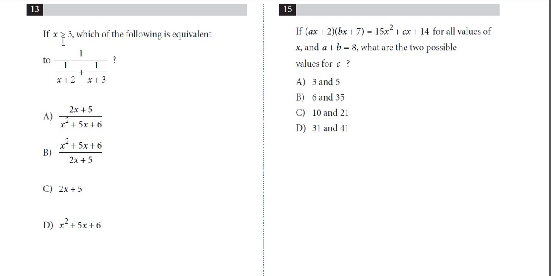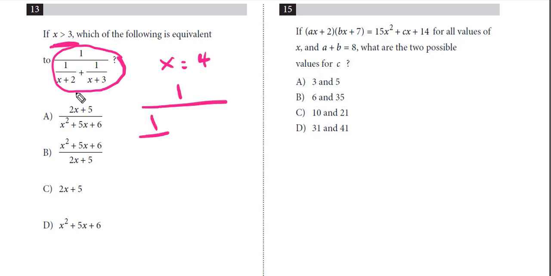Here, if x is more than 3, which of the following is equivalent to this value? Here x is more than 3, then you can take x equal to 4 or 5 or any number and find the value here. Then it is 1 over 4 plus 2, it will be 1 over 6. And 1 over 4 plus 3, it will be 1 over 7.